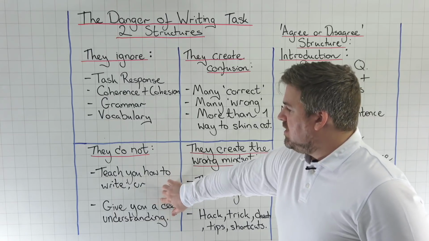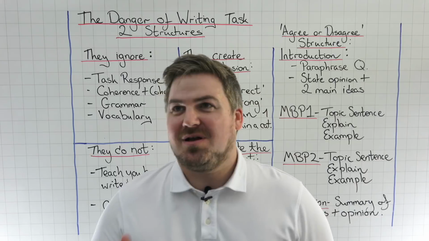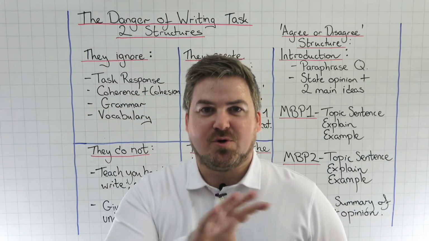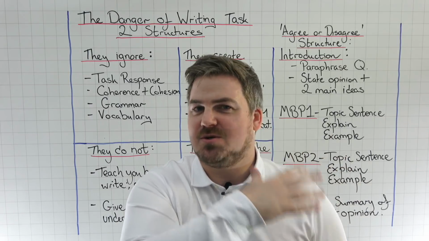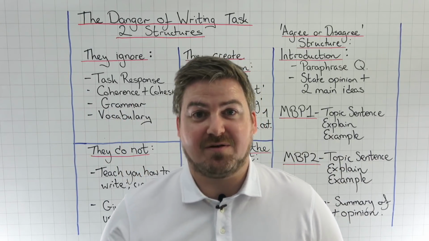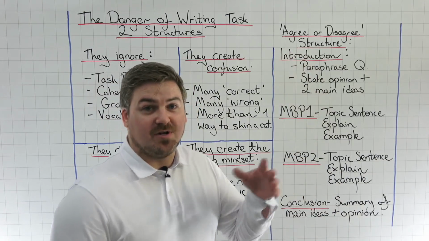Also, third thing, they do not teach you how to write. All right. So imagine you have a map of New York. You're going to New York as a tourist, you're going to visit New York, and they give you a map. Now a map is a very, very useful thing to have if you're a tourist. Just like a structure is a very useful thing.